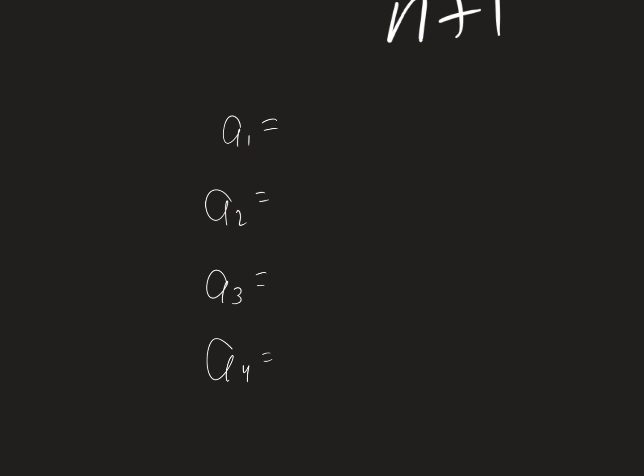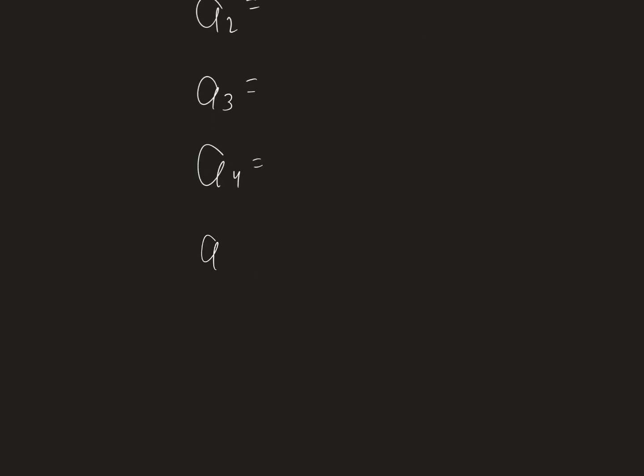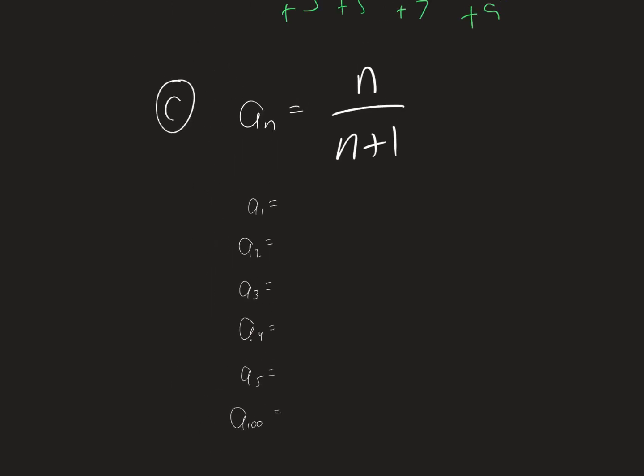a sub 4, a sub 5, and then the 100th, notice you're plugging in for where? Plugging in for n, right? But where is the n? Is there just one of them? There's 2. So you just got to pay attention to what you're doing.